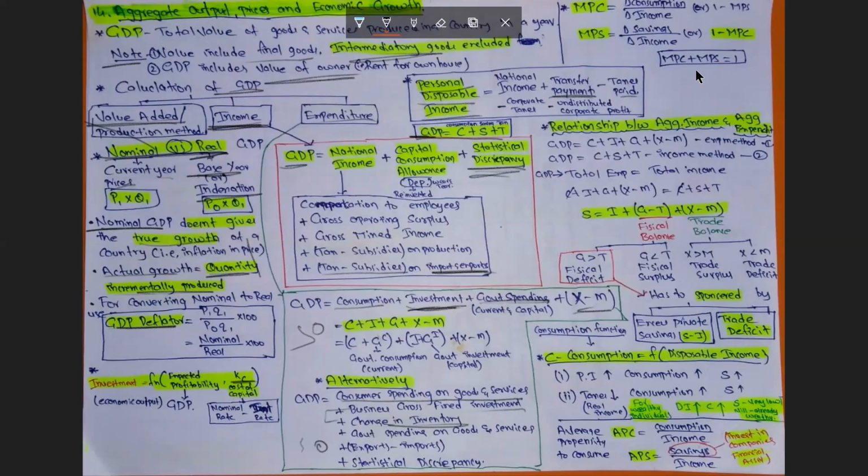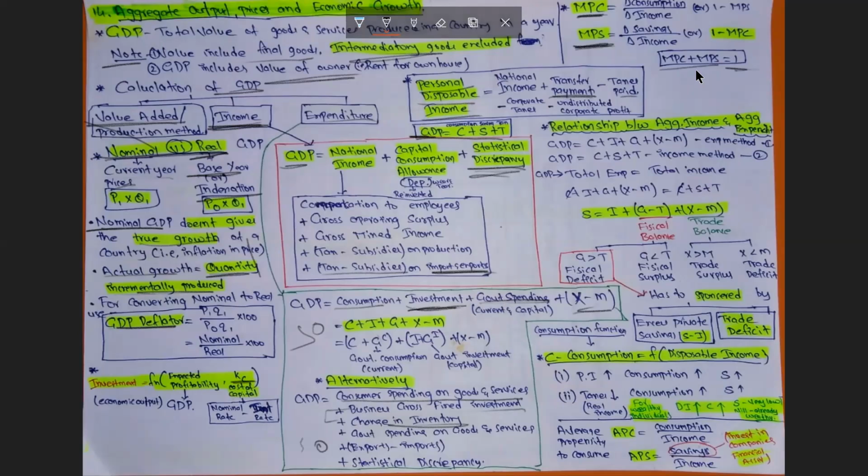And marginal propensity to consume and marginal propensity to save describe what the change in consumption as well as savings is if there is any change in income. Simply, it is the ratio of change in consumption by change in income, or change in savings by change in income. So the total ratio will always be equal to 1. So marginal propensity to consume plus marginal propensity to save equals 1.